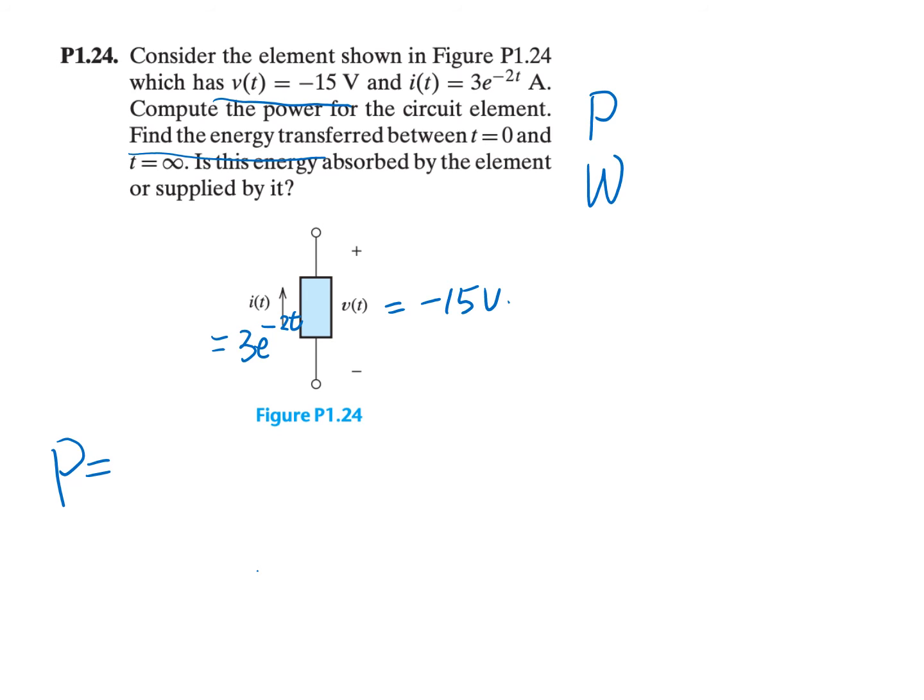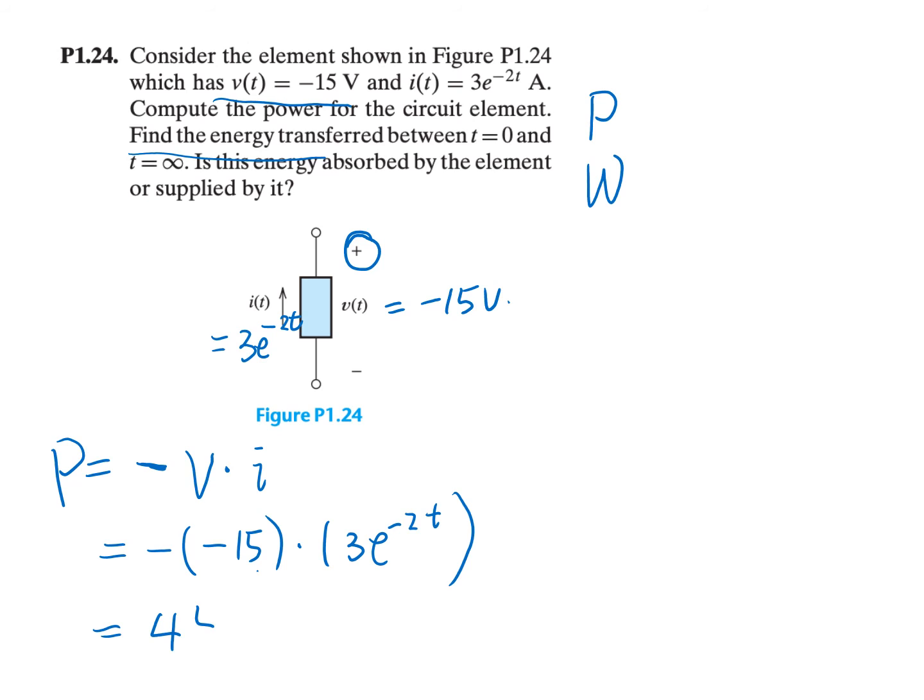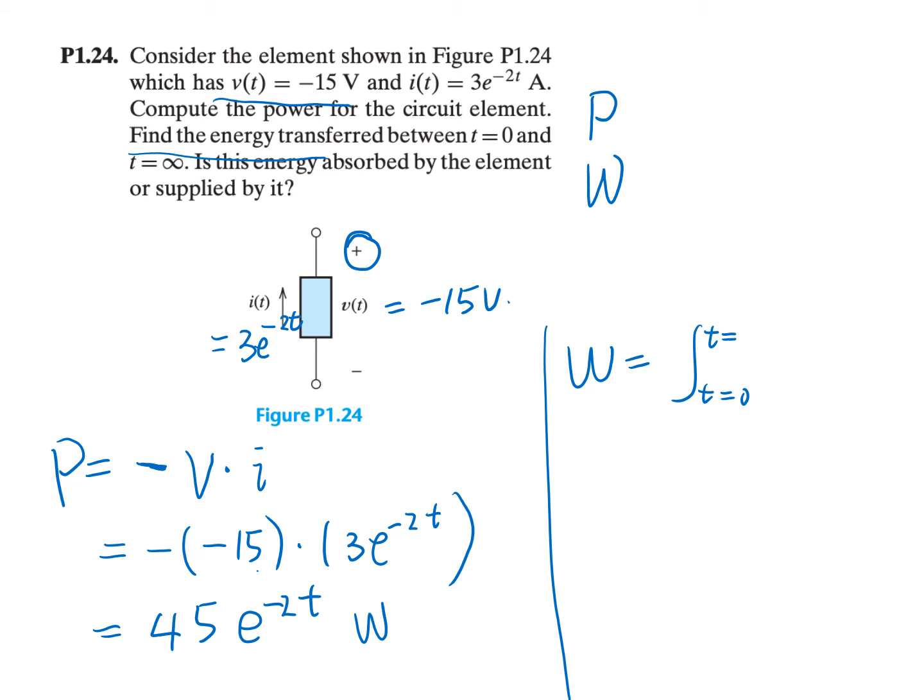Well, we see that the current is leaving the positive terminal. So that's negative V times I. So that's negative times negative 15 times 3e to the power of negative 2t. Simplifying this, we get 45e to the power of negative 2t watts. And then we can calculate the energy used. That's W. W is equal to the integral from t equal to 0 to t equal to positive infinity.